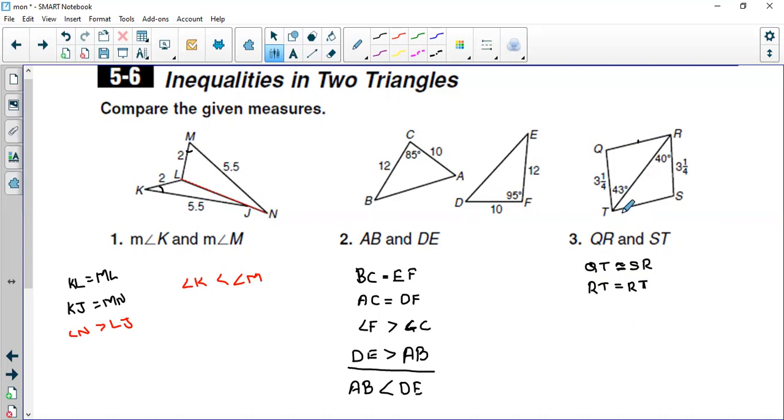And then that leaves us with angle T and angle R. So angle T is 43. So let's write that down. Angle T is greater than angle R. That means which side is corresponding to angle T? QR. So QR is greater than ST. This is how you compare the given measures of two triangles. Wasn't that easy? But a bit of practice will make you perfect.